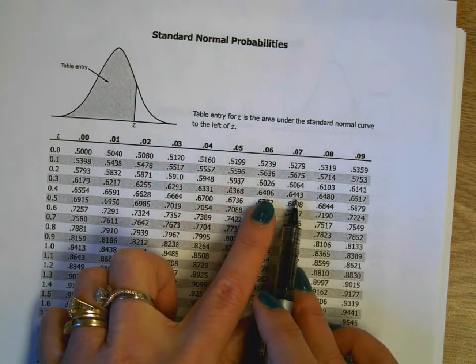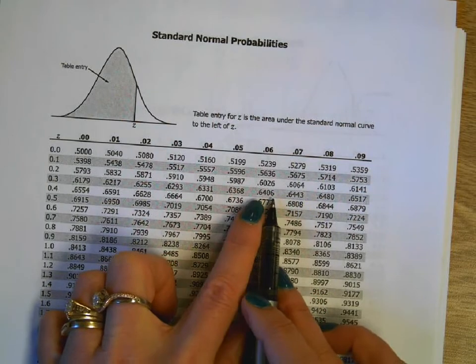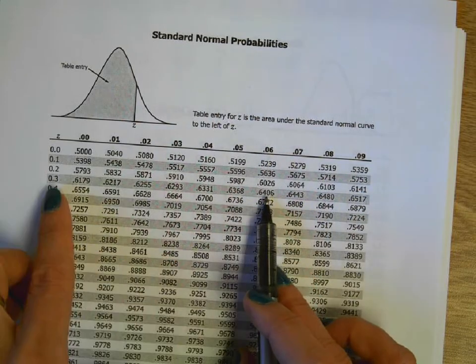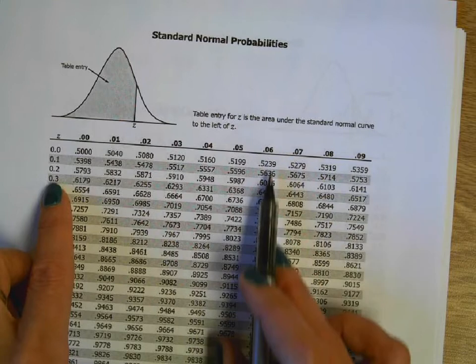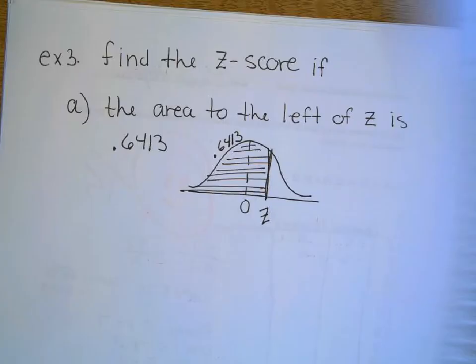Here's the one that's smaller. Here's the one that's bigger. So I don't get 0.6413 exact. Agree? Which one is it closer to? Is it closer to this one or closer to this one? So it's going to be a z-score of 0.36. Good? Okay, so the z-score would be 0.36.